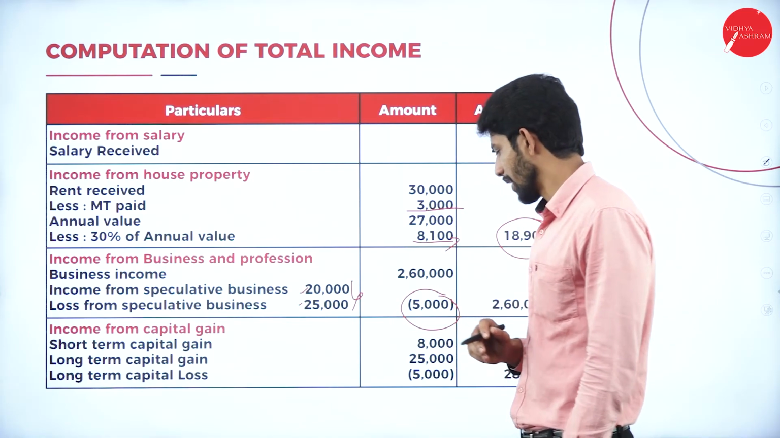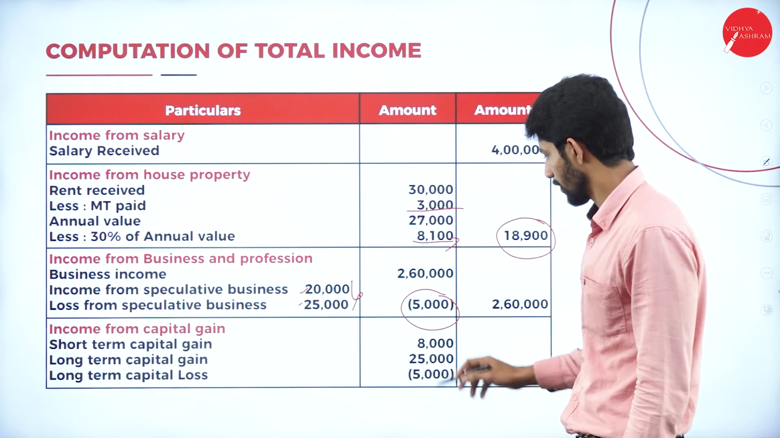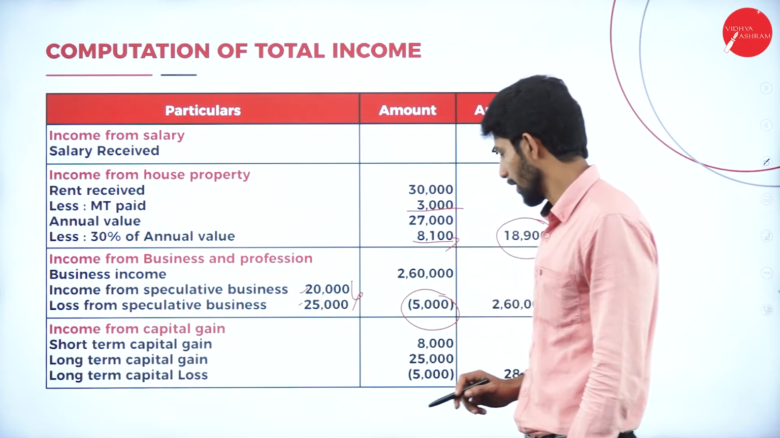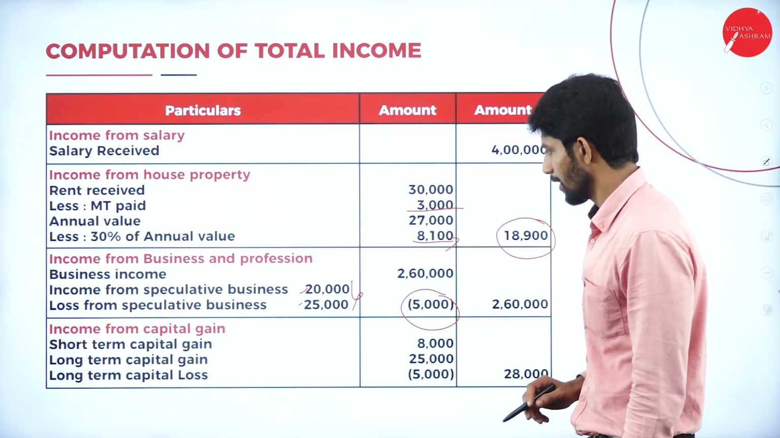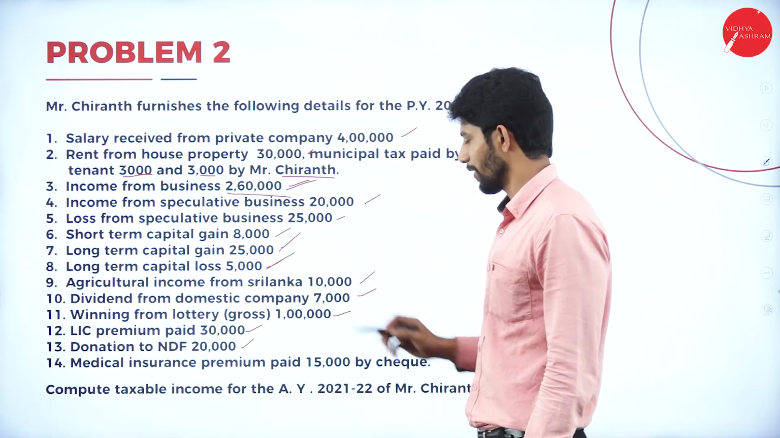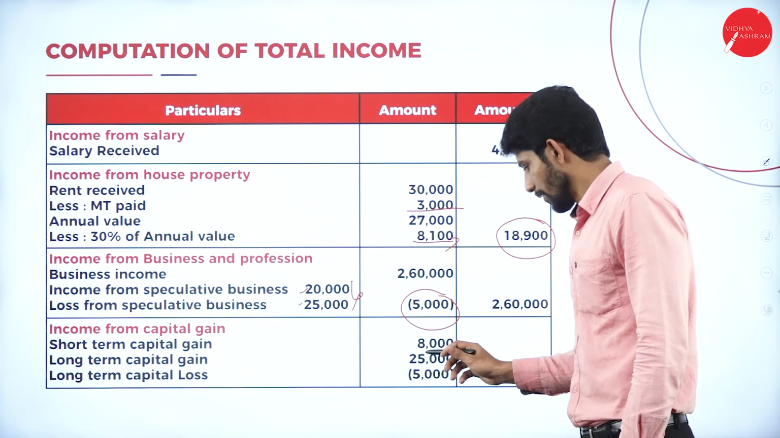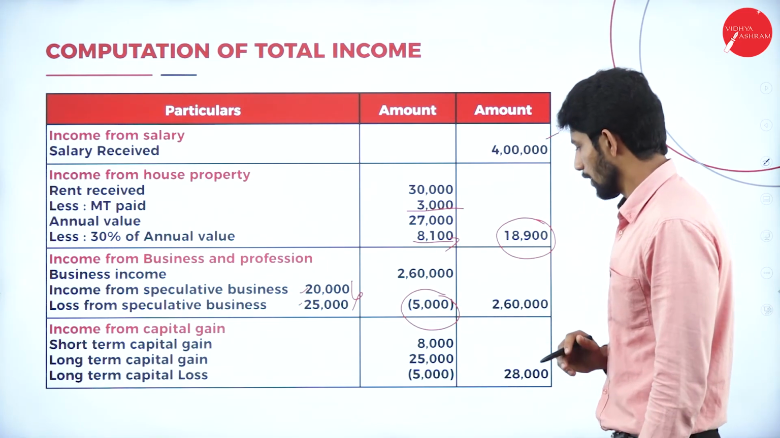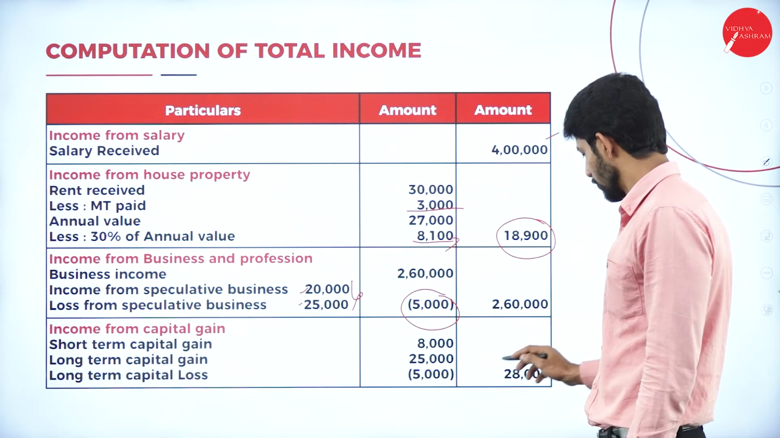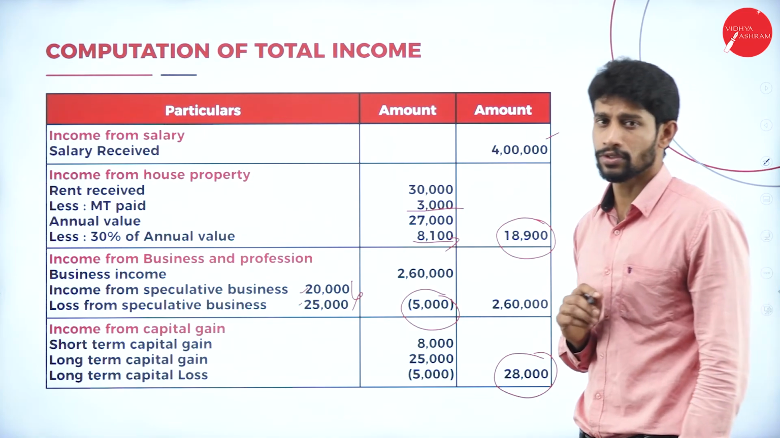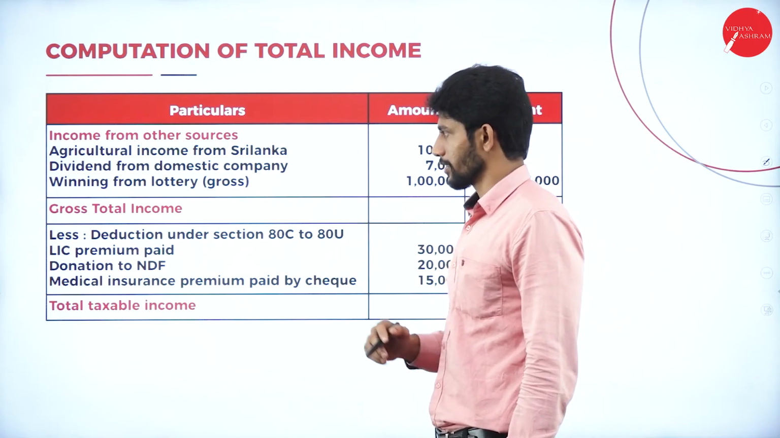Income from capital gain. Yes, short-term capital gain. How much we have in the problem? Short-term capital gain, it is 8,000. Yes, we have considered 8,000. Next, long-term capital gain. How much we have in the problem? It is 25,000. Yes, we consider 25,000. And long-term capital loss, we have 5,000. So we have taken 5,000 here. So here 8,000 plus 25,000, it comes to around 33,000. So minus 5,000 of loss. Set off the loss. You will get balance 28,000. This 28,000 is called what? Income from capital gain.